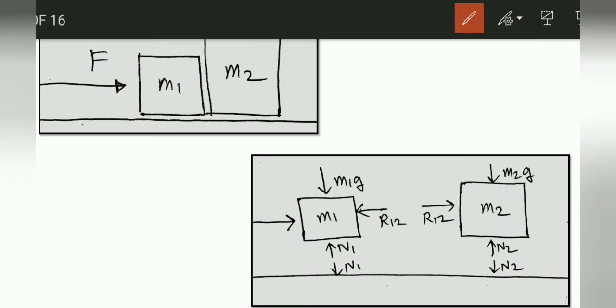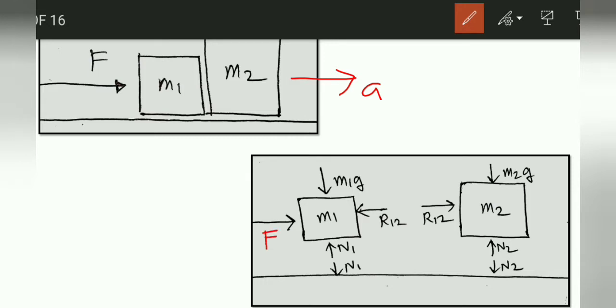Suppose this block of mass m1 and m2 is moving with an acceleration a. This is smooth, there is no friction. I will discuss friction in a separate video in the upcoming videos. Now let's analyze this. This is force F.